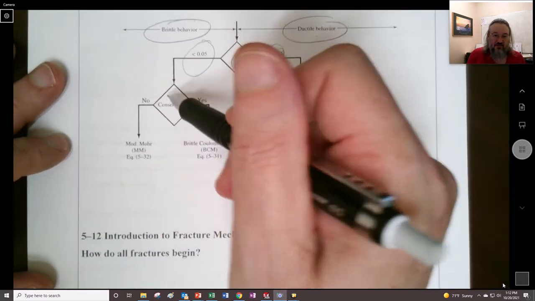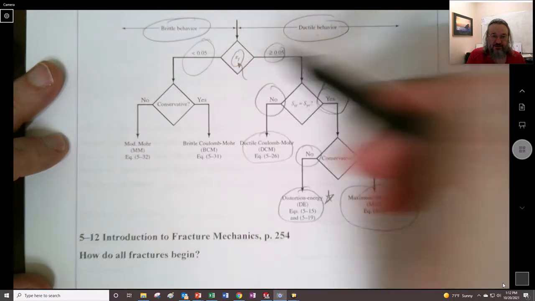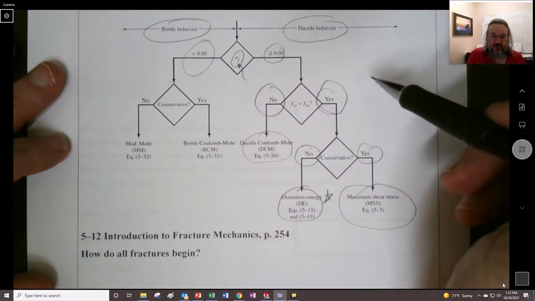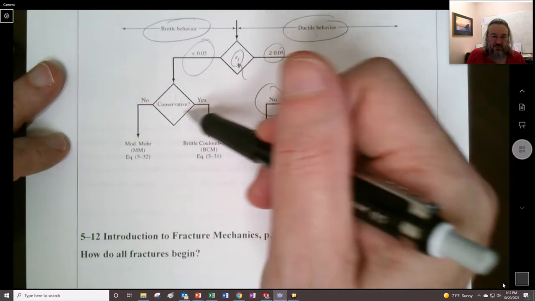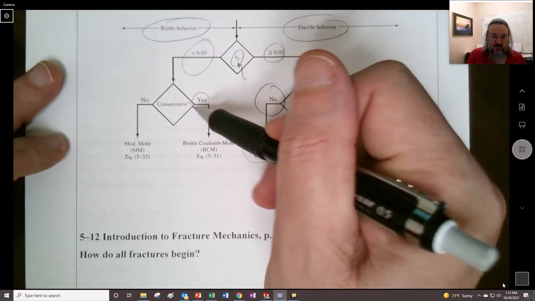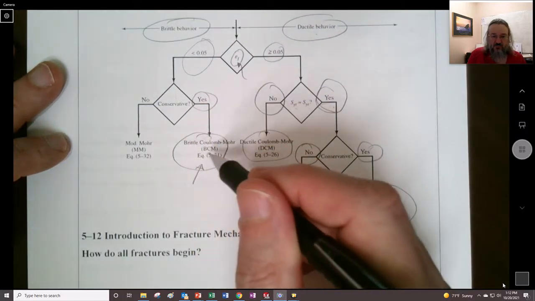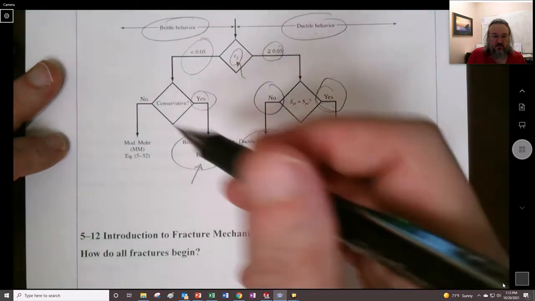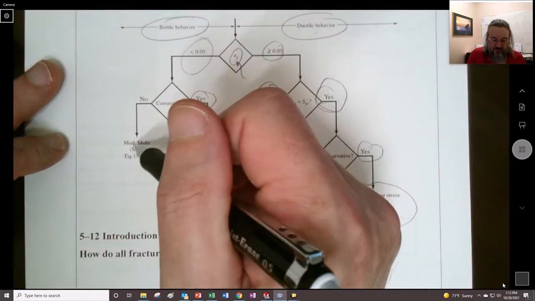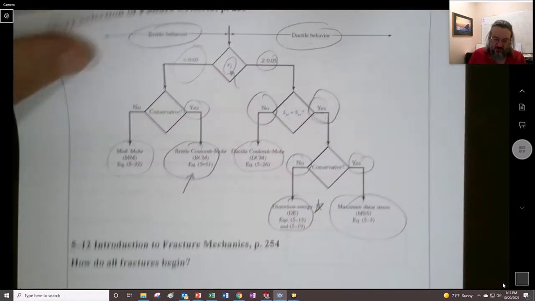On the other side, if it's brittle, so the fracture strain is less than 0.05, then you go to the brittle side. If you want to be conservative, we use brittle Coulomb-Mohr, and this is the one that we're going to go with most often. Pretty much all I care about is brittle Coulomb-Mohr. If you don't want to be conservative, you want to be closer to reality, go with modified Mohr. All right, so let's go to an example.